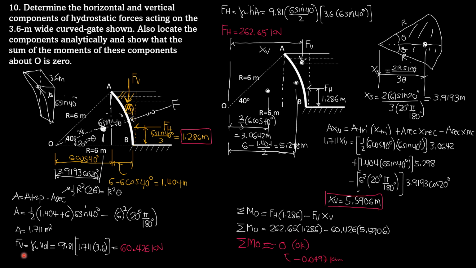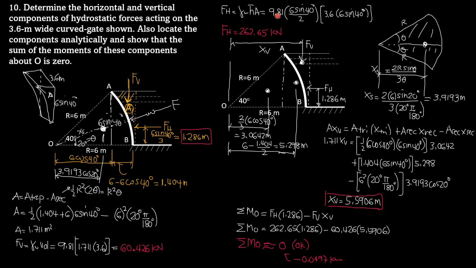So that FV is specific weight times volume, and volume is area times width perpendicular to the screen, 3.6. So specific weight 9.81, volume is area times 3.6. So 60.426, that's FV. FH is gamma bar H times area.